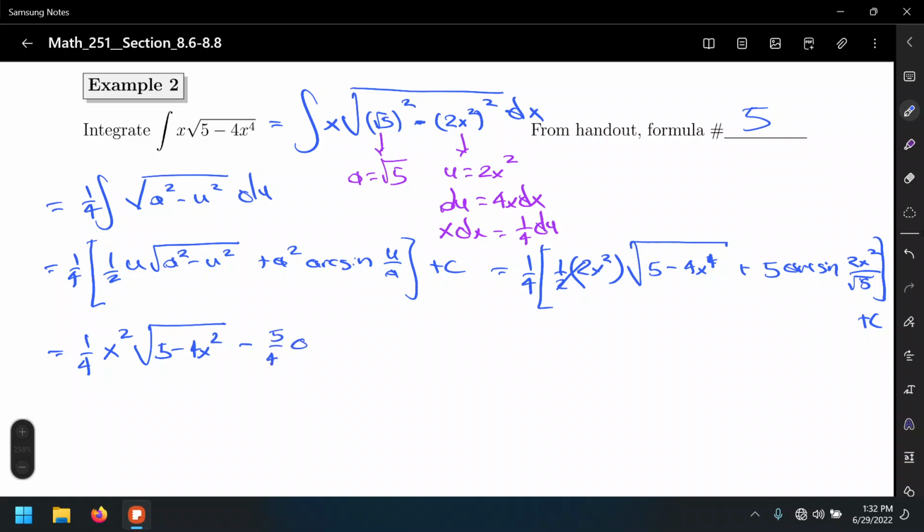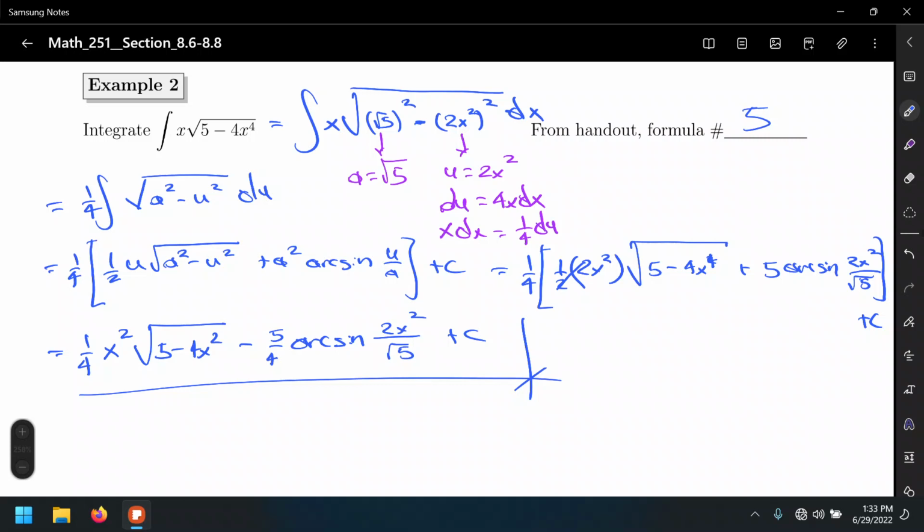5/4 times arc sine 2x squared over root of 5 plus c. Alright. So here the idea is to try to compare a given integral so we can make it look like one of these given formulas. So hopefully it works, like in this case. In some cases it's very straightforward. Oh, it looks exactly like this one. However, there's other cases in which we may need to do some work.